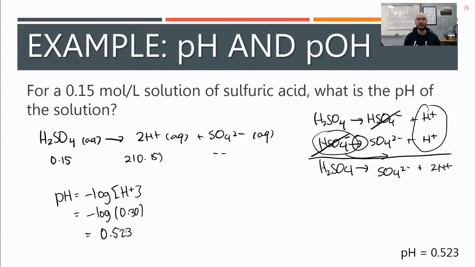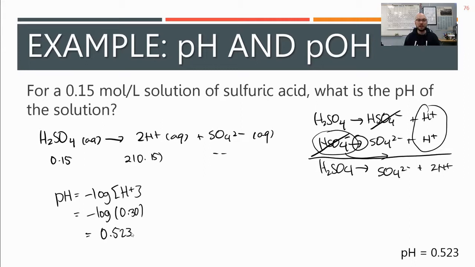And we can see that this is very strong, right? So a fairly weak solution, something that we consider to be weak here at least, produces a really low pH. Why? Because every single molecule of that sulfuric acid will give off some hydrogen. Not only some hydrogen, but twice as much. Okay, so a pH calculation for a strong acid is quite straightforward.